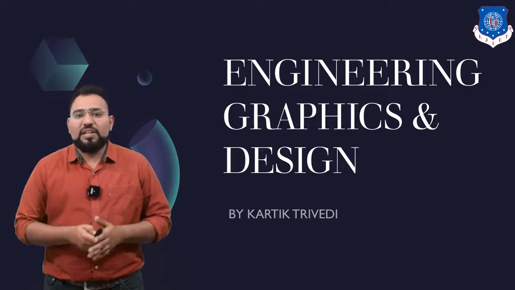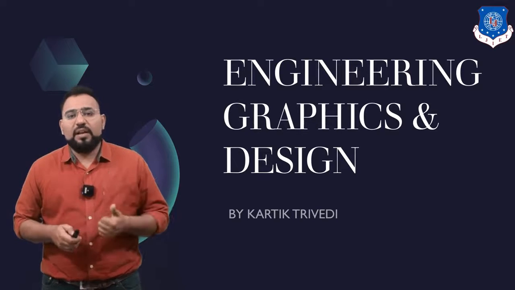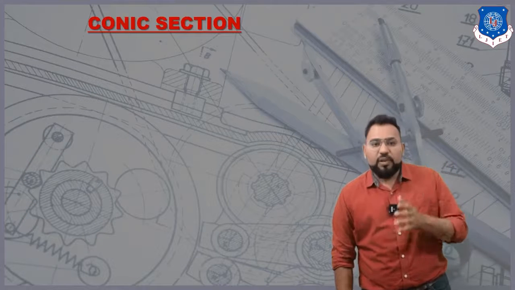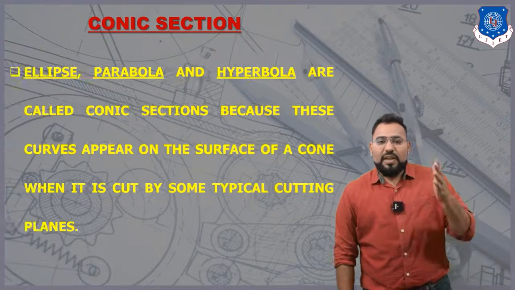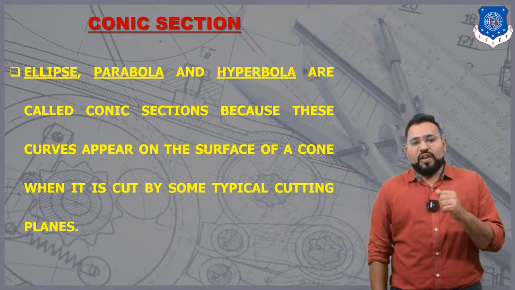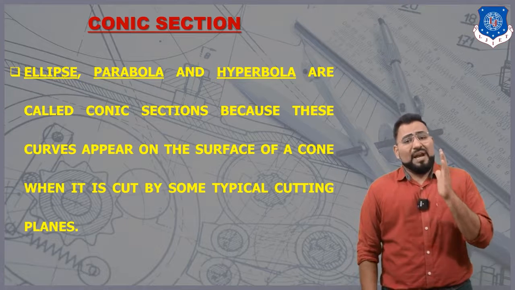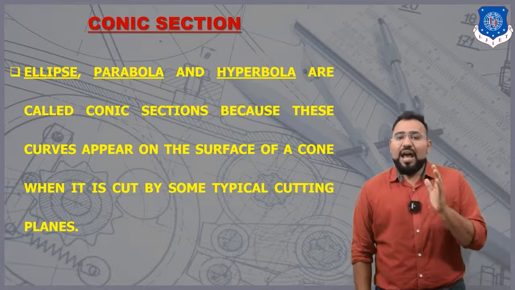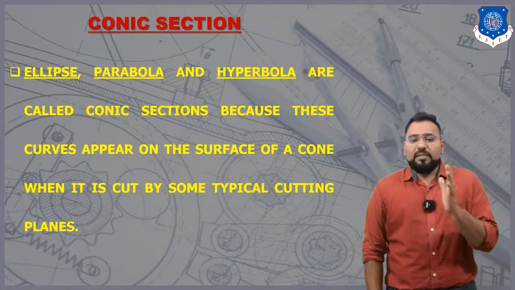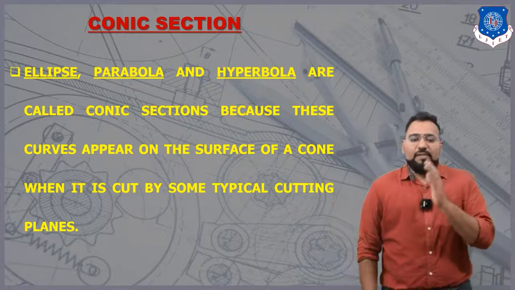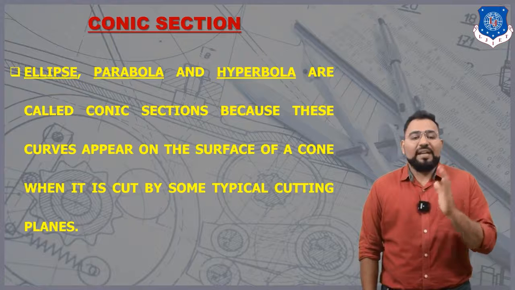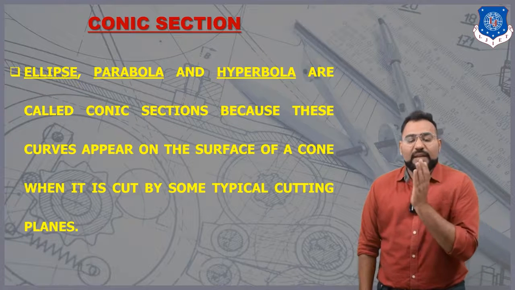In today's video lecture, we're going to see a new chapter called Conic Section. Before we start, it is very important to define what a conic section is. So let us define conic section. As you can see in the definition on your screen, ellipse, parabola and hyperbola are called conic sections because these curves appear on the surface of a cone when it is cut by some typical cutting plane.